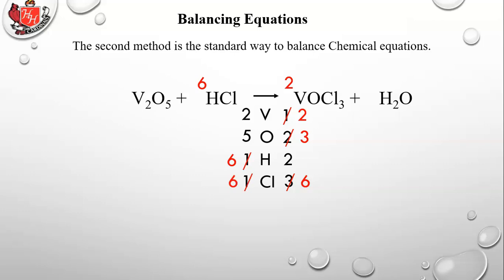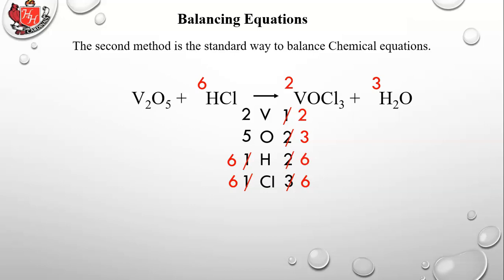Okay, now we're going to do the hydrogen. We have 6 hydrogen on the left. We have 2 on the right, so we're going to put a 3 up above the water. So now we have 3 times 2 hydrogen atoms. That's 6 hydrogen atoms on the right. So we're going to change that H to a 6. So now everything is in balance except oxygen.